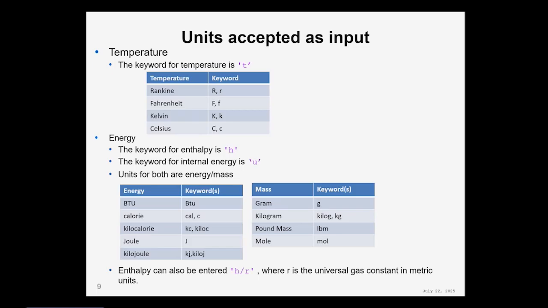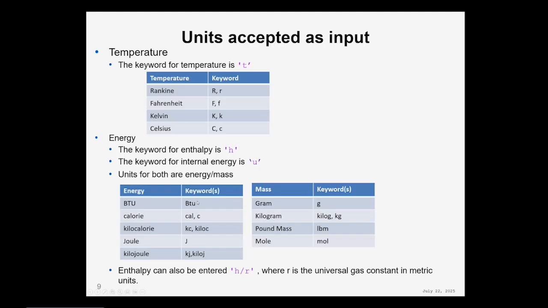Units accepted as input. Temperature. Its keyword is T. The CEAM will accept all 4 temperature scales as input. Energy. There's enthalpy with a keyword of H. Internal energy, a keyword of U. These are in units of energy per mass.